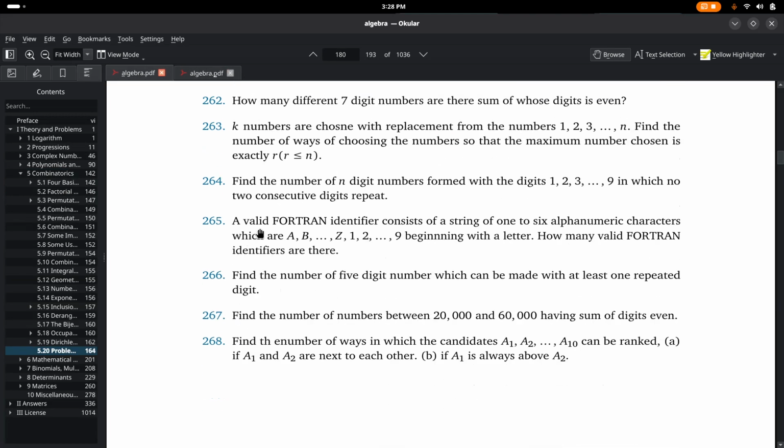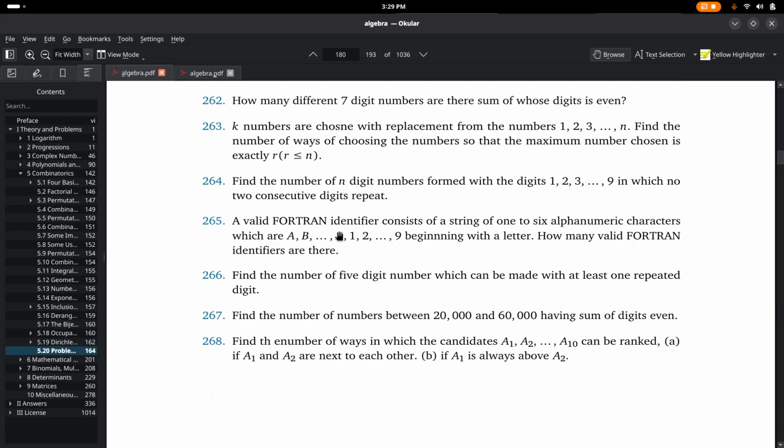Question 265 says: a valid Fortran identifier consists of a string of 1 to 6 alphanumeric characters, which are A through Z and 1 through 9, beginning with a letter. How many valid Fortran identifiers are there? So an identifier is basically a word. It's a variable name in programming. You can assume that it is basically a word.